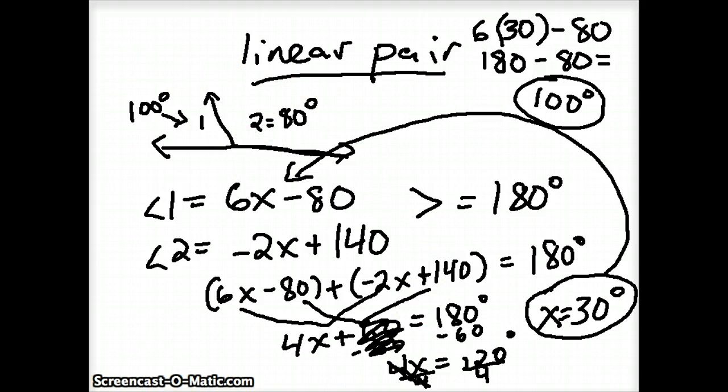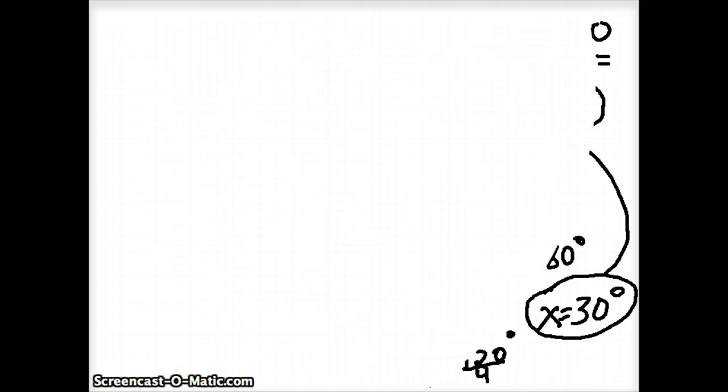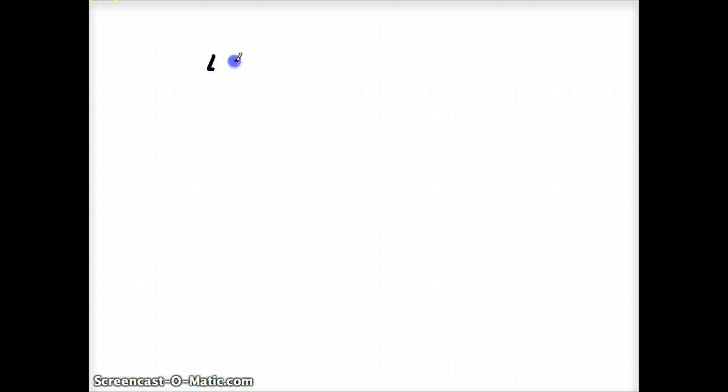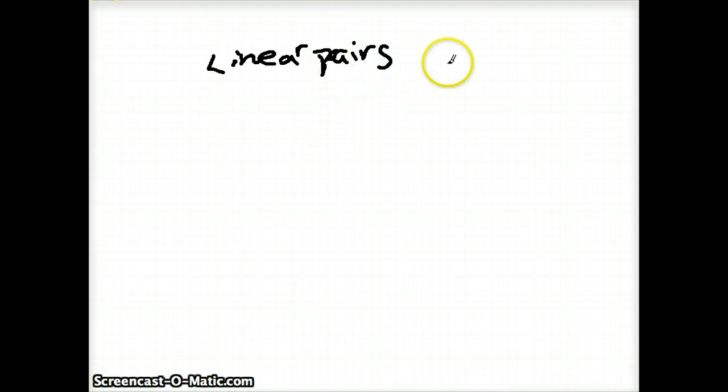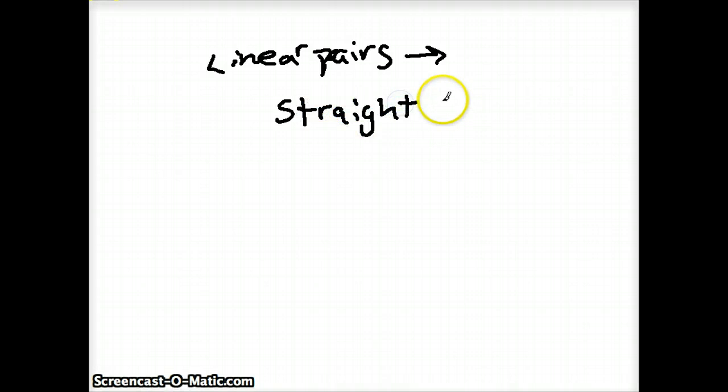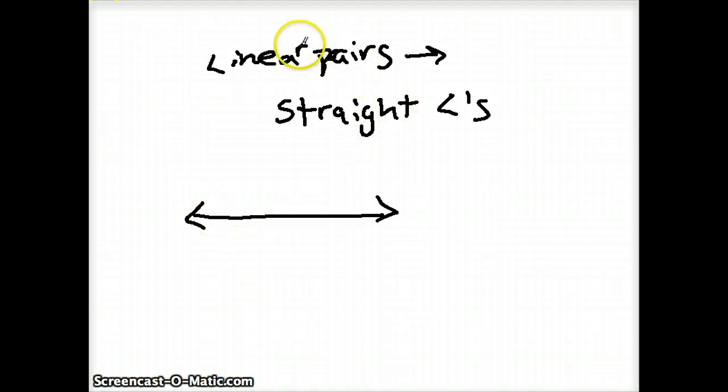Let's talk about one more vocab word. Since we're talking about linear pairs, they are also known as straight angles. Straight angles are angles that are really lines, and lines are straight angles. And straight angles, just like linear pairs, are 180 degrees.